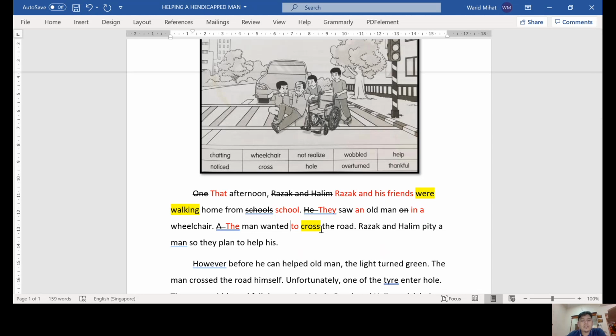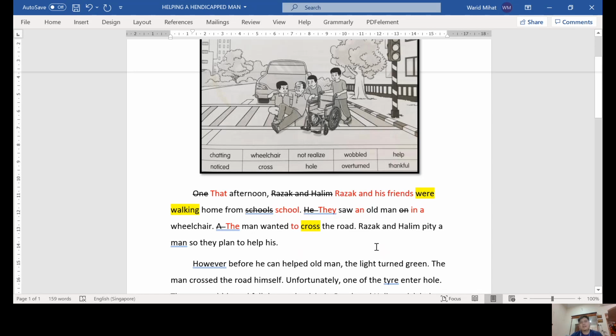Cross ni kena ada ED tak? Because tadi Mr. Warwick cakap cross ni adalah a verb. Yes, cross ni adalah a verb. Tetapi dia tak perlu ada ED kerana before that, you have to look at here. To ni. So, to ni membuatkan kata kerja kembali kepada bentuk asal dia. Tanpa sebarang tambahan. Without any addition ataupun extensions. Okay. No ED, no ING, no S. Okay. So the man wanted to cross the road.